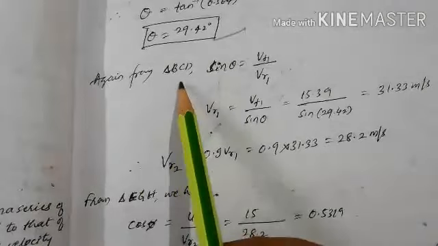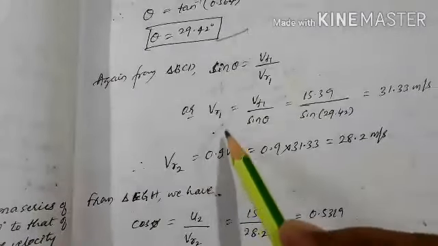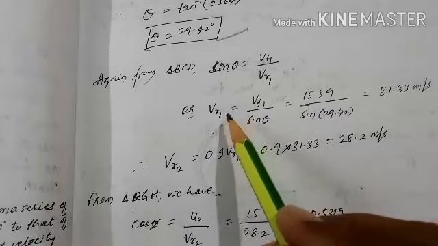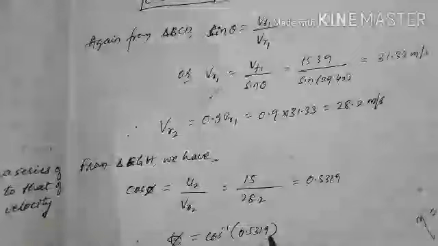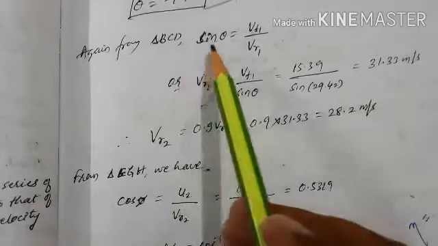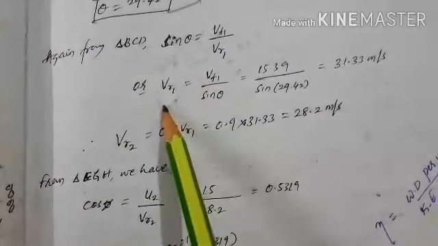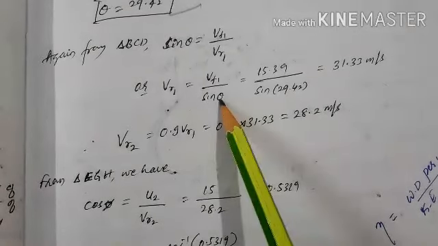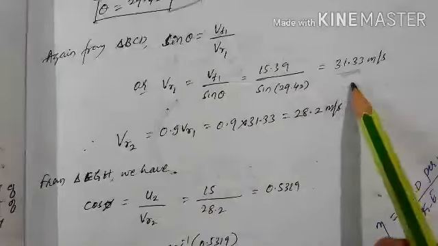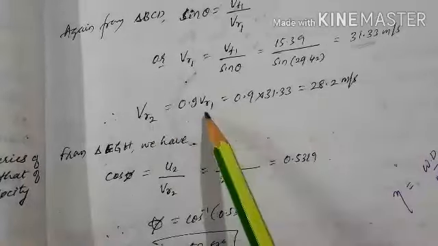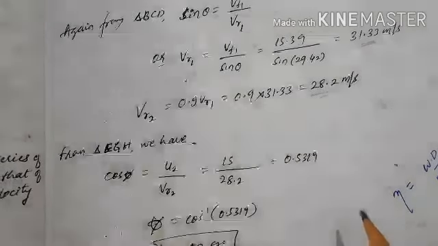Again from triangle BCD, we need to calculate VR1. Once we get VR1, then we can easily get VR2 at outlet. So with that intention, refer again to triangle BCD, apply sin theta equals VF1 by VR1, so VR1 is VF1 by sin theta. At outlet, VR2 will be 90% of VR1. You will get 28.2 meter per second.